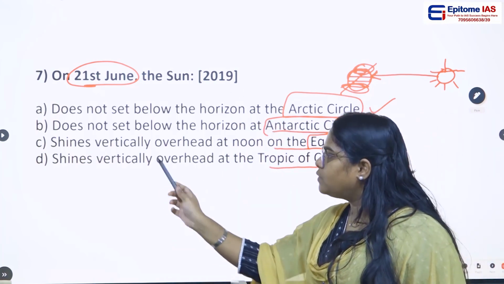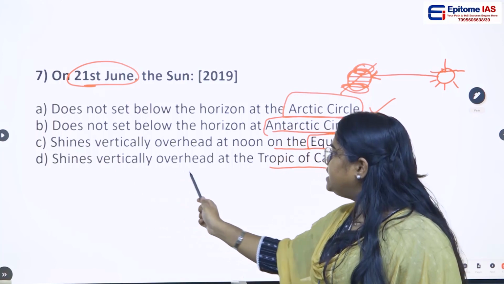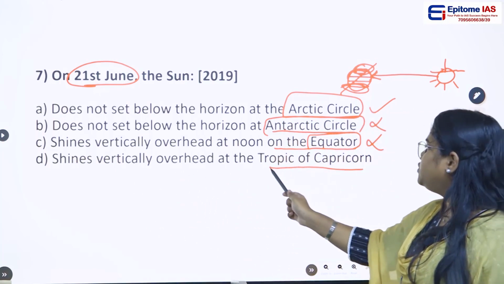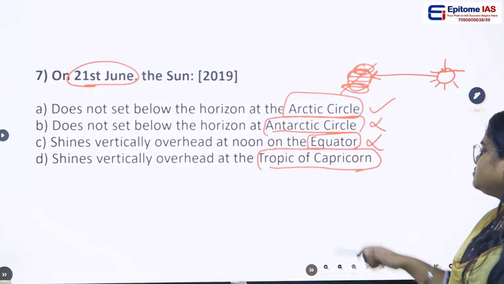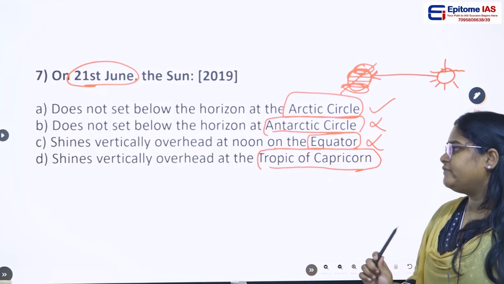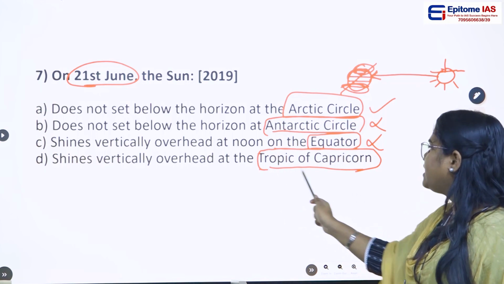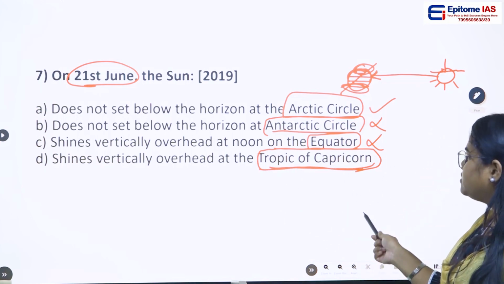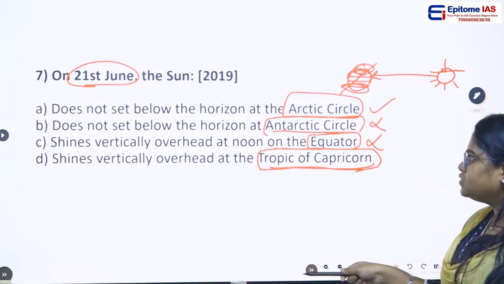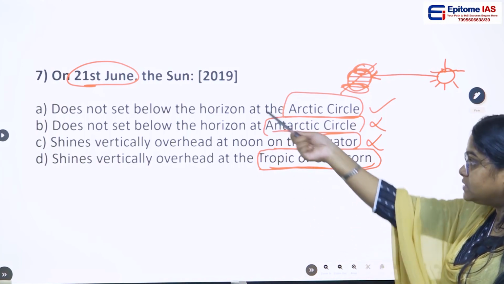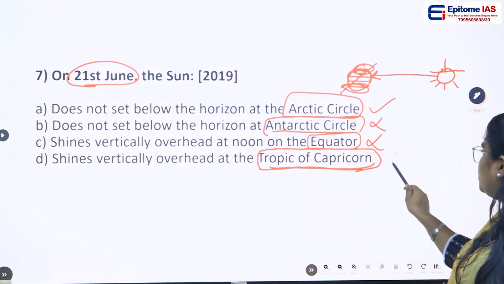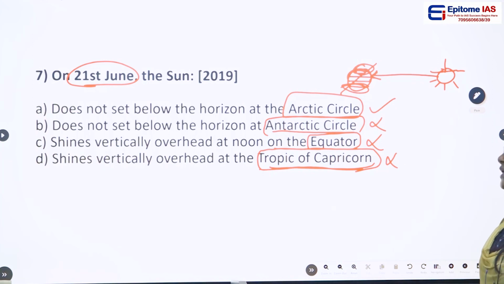Then if you see option D, shines vertically overhead at the Tropic of Cancer. You tell me, what is this? When the sun is vertically overhead at the Tropic of Cancer, it is nothing but the summer solstice. So this particular option is also wrong. So the correct answer is option A.